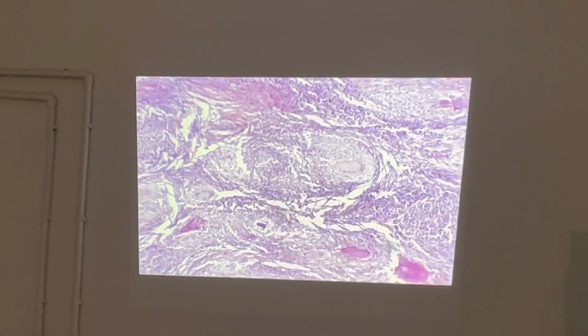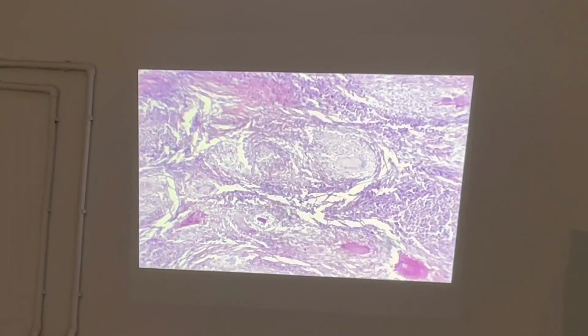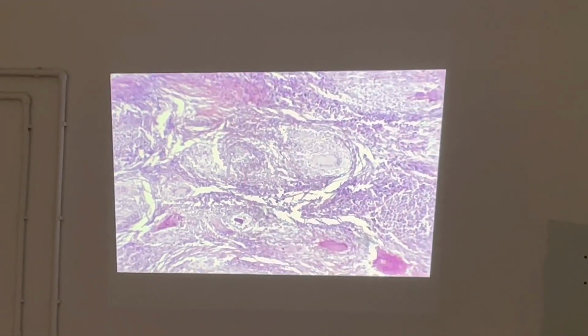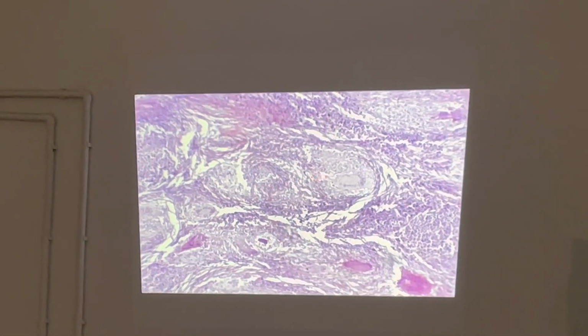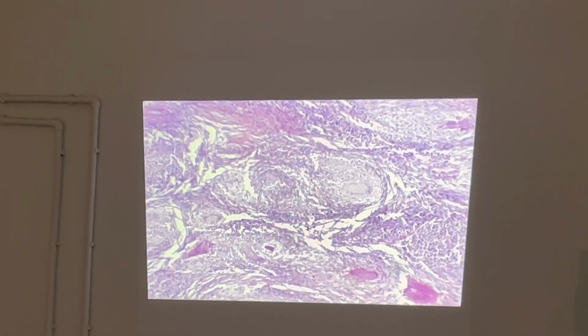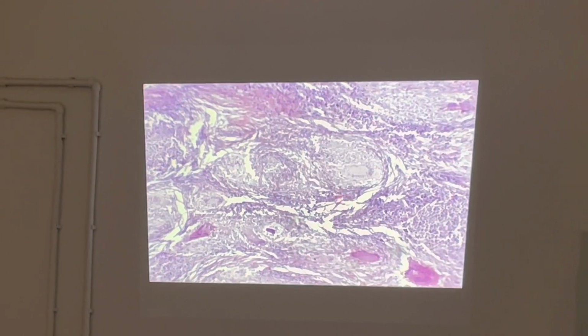All the lymph node is replaced by what? By the nodule. And each of these nodules is composed of what? Take a look. In the center we have what? We have an eosinophilic caseous necrosis. It's surrounded by the granulation tissue.